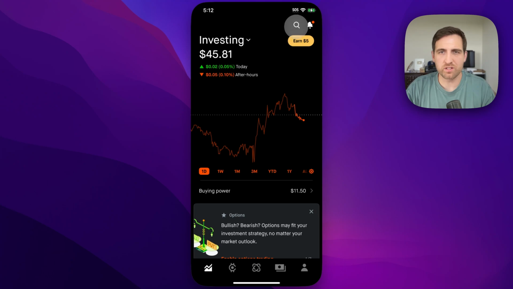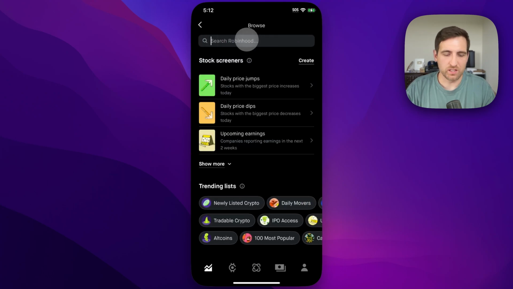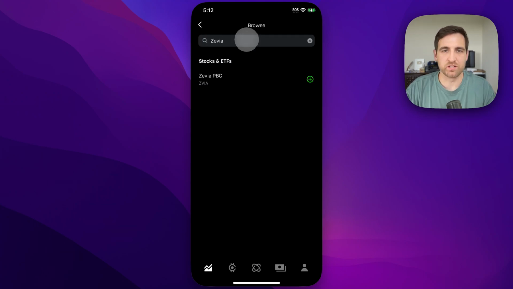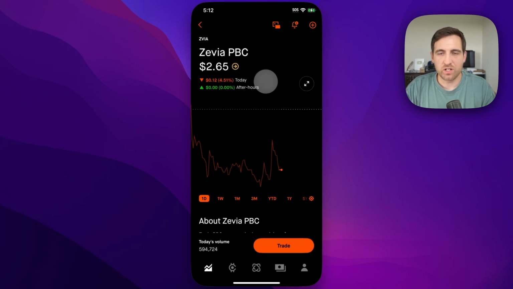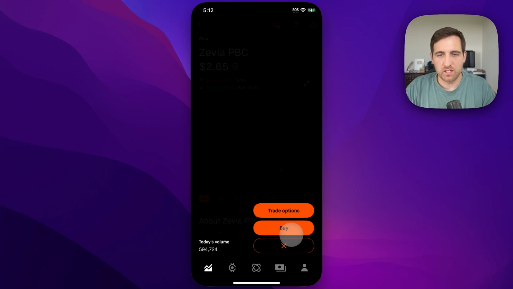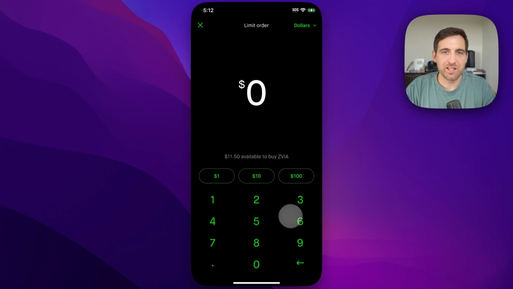So for instance, if I go to something like, I'm going to do Zevia Cola, and we go in here, we can see that I can trade this after hours just by going down to the trade button, and then I can hit buy. And inside of here, you can see if I trade in dollars, it's going to be a limit order. So it's going to be queued because it's after market hours.